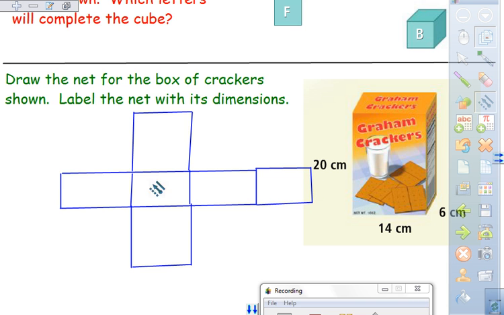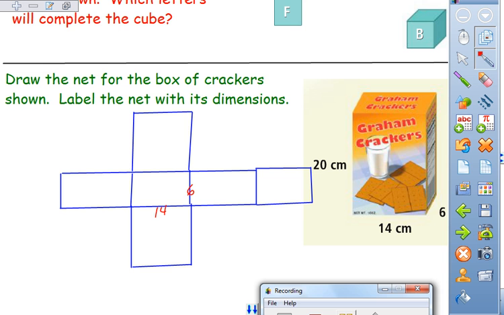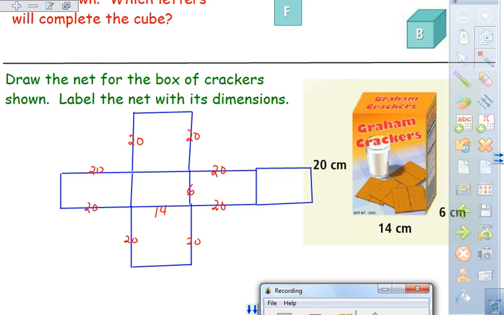And I could put my top over here, I could put it over there, I could put it on this bottom, or I could put it up here. And then I need to put in my dimensions. So my base is 14 by 6, and my lateral edges are 20. And then I can fill in my other values.